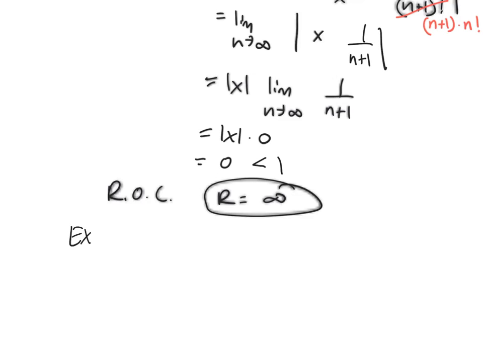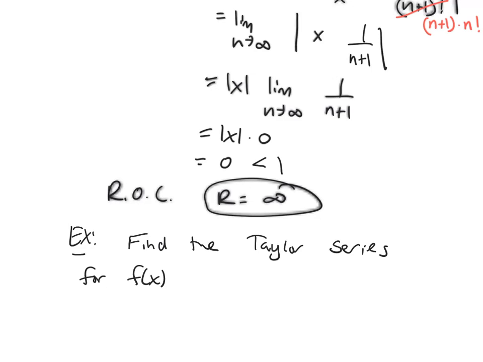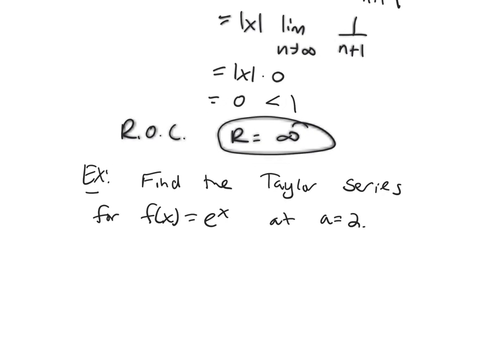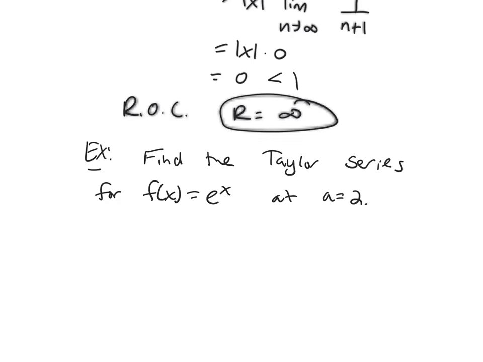Example. Let's say I look at finding the Taylor series for this function, the same one, e to the x, but I'm going to do it now at a equals 2. So I'm going to stick to making that same table I made before.